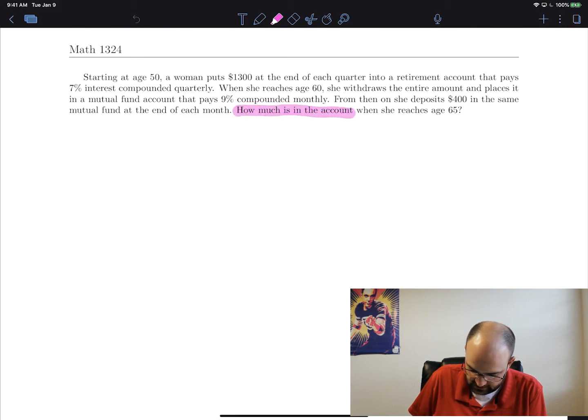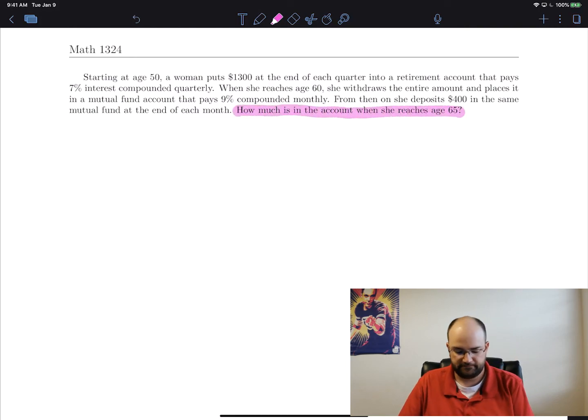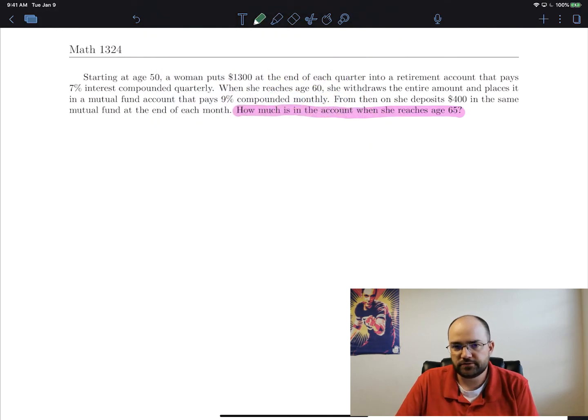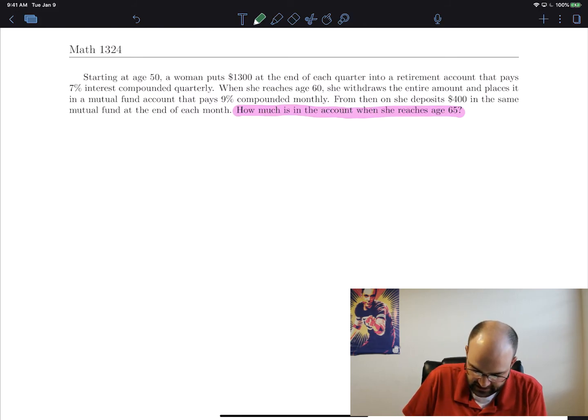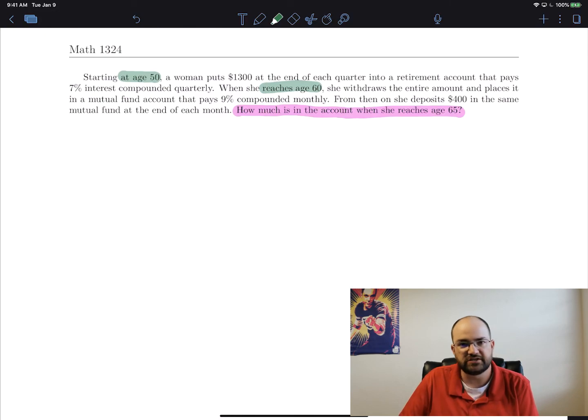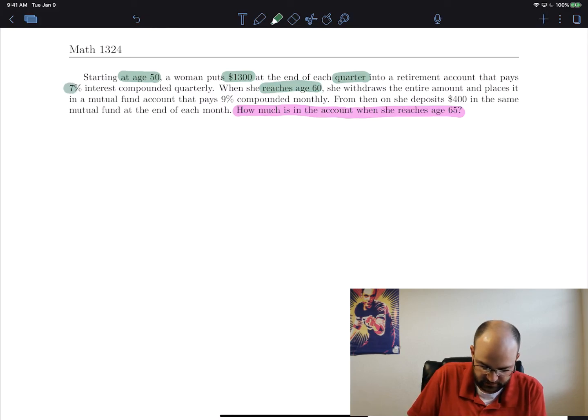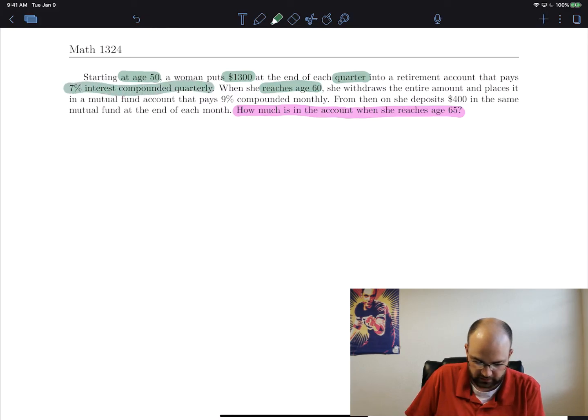How much is in the account when she reaches age 65? Okay, so that's what we want to know. But first, we have two different times that she's making payments. She starts at age 50, and then she stops when she reaches age 60. Okay, so she's putting $1,300 at the end of each quarter into a retirement account that pays 7% interest compounded quarterly.